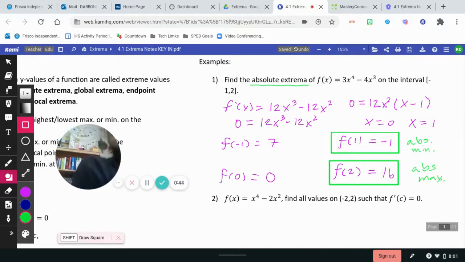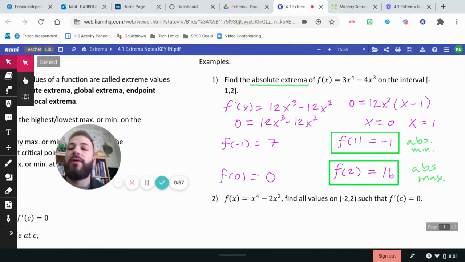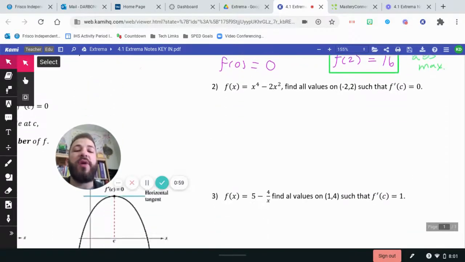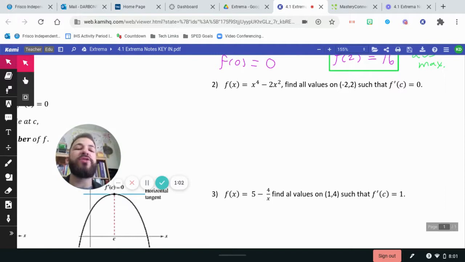I'm telling you right now, y'all, pretty much every time you get a question that asks you about absolute extrema, one of your absolutes is going to be on the endpoints, because that's what they're really testing you: if you can remember to talk about your endpoints. So let's look at number 2. F of x is equal to x to the 4th minus 2x squared.